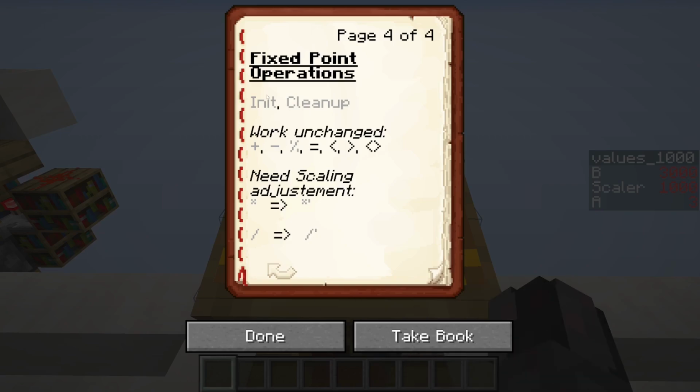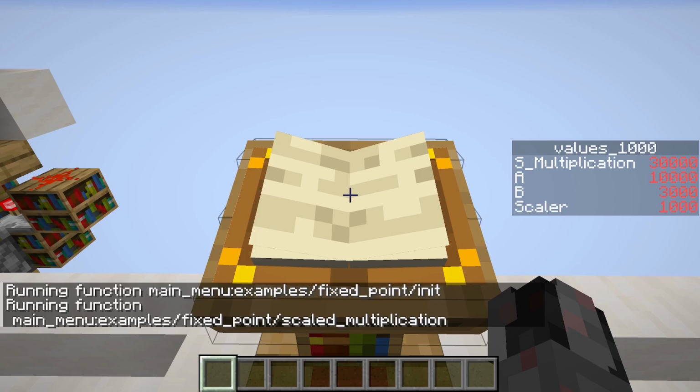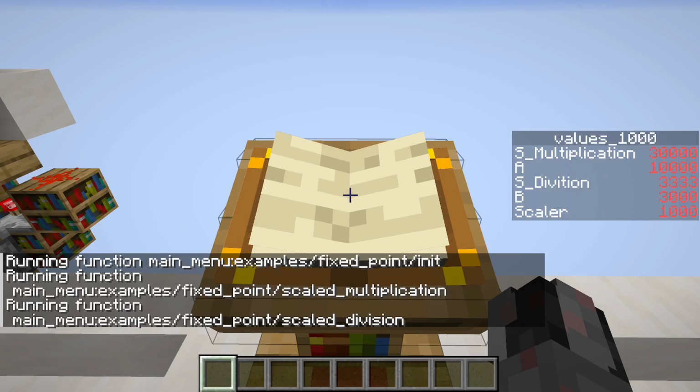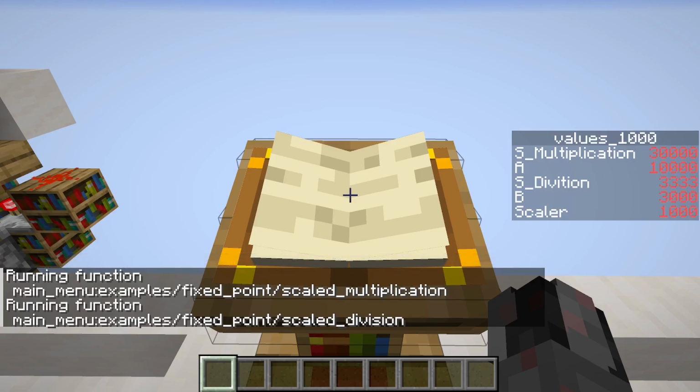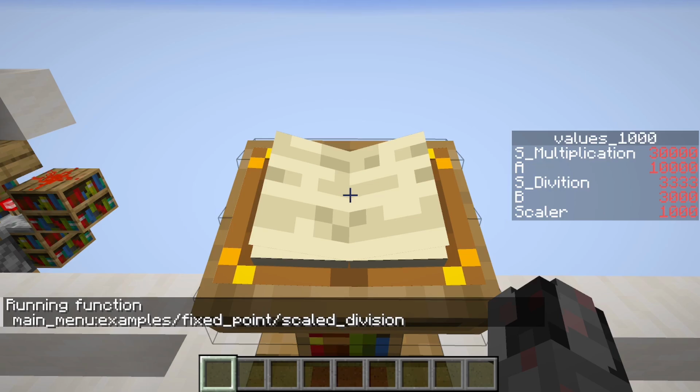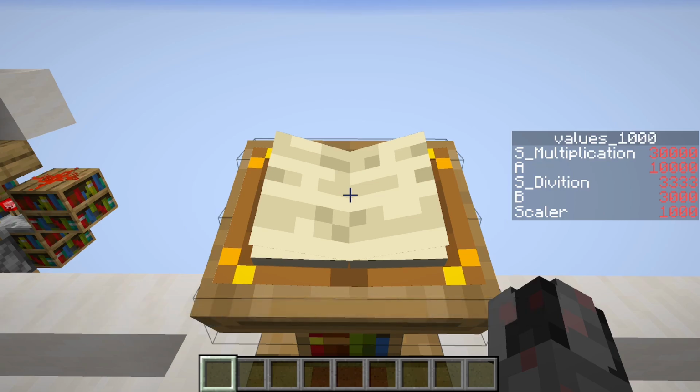So how can you resolve that? Well, we can do a scaled multiplication, which gives us the expected 30,000, and also a scaled division, which gives us the expected 3.333 and so on. Now let's have a quick look at how that is actually implemented in the code.